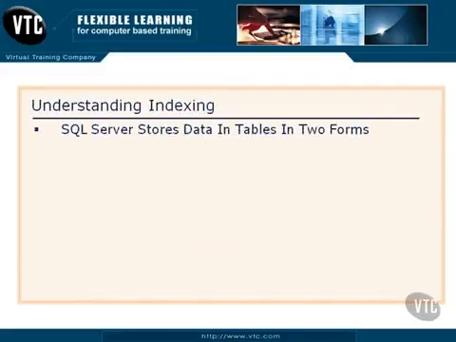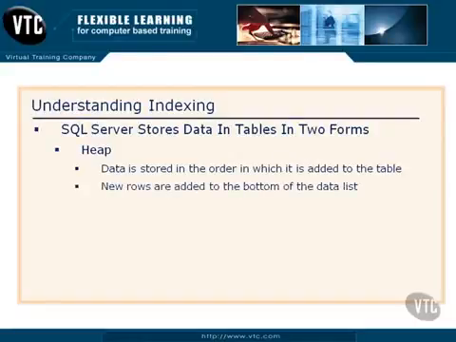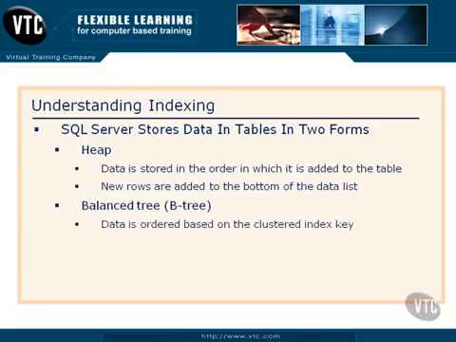Now, here's another little caveat I want to throw at you right quick before I end the video here. SQL Server stores data in its tables in two forms. In a heap, and that means the data is stored in whatever order we add it. There are no indexes, and so anytime your data is stored on the heap, it's going to be very fast to load because it doesn't have to get in any particular order, but it's going to be kind of slow to query. All your new rows get added to the bottom. A balanced tree, or B-tree, organization is where the data is ordered based on the clustered index key. And so the clustered index causes it to be in a certain order.